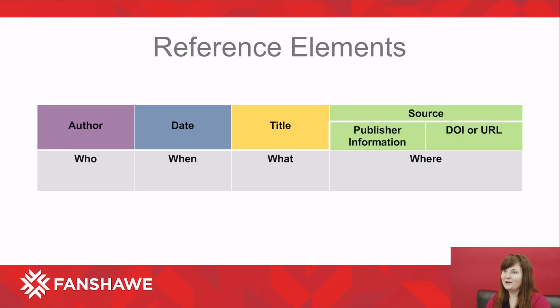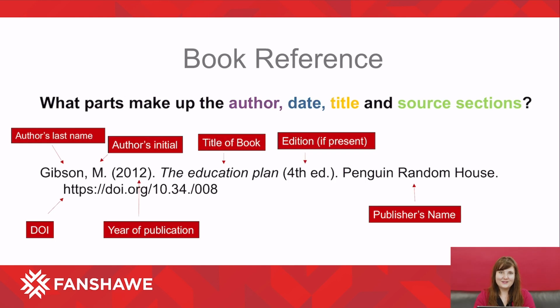So when we're creating reference entries in general, we have four main elements: the author section, the date section, the title section, and the source section. In this slide, you can see the author section is made up of the author's last name, a comma, and the author's first name's initial. Then you have the date section, which is the year of publication in brackets followed by a period.